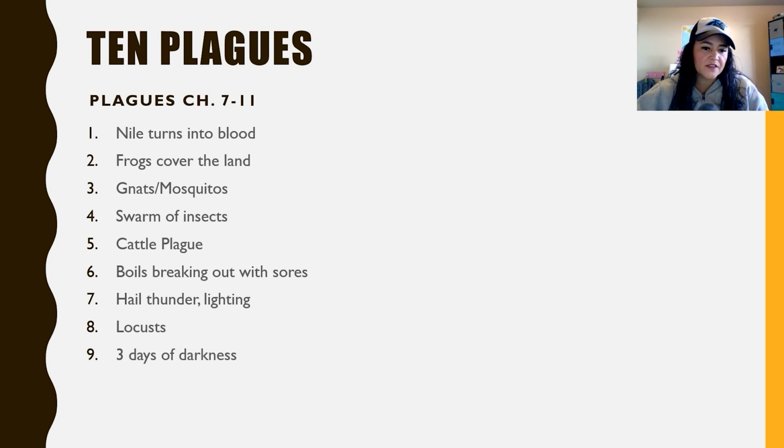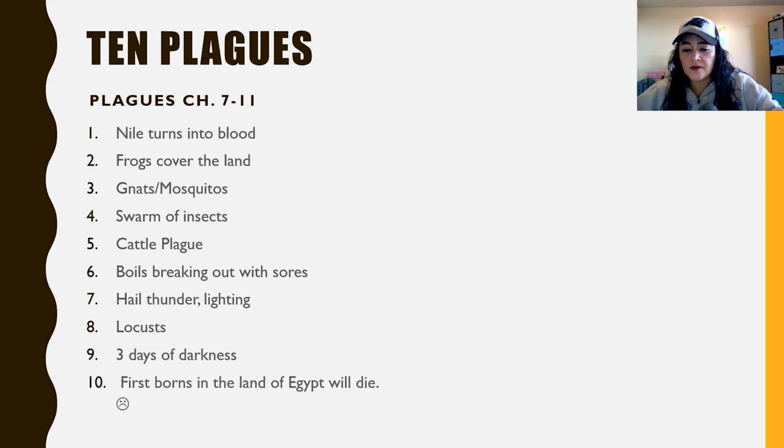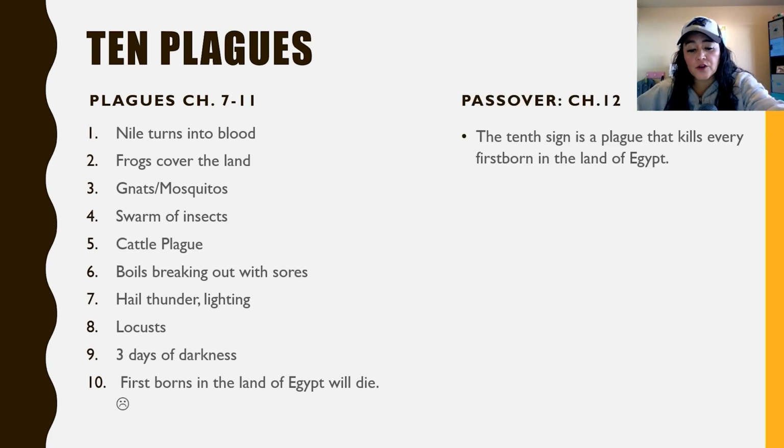Then we have the ninth plague, 3 days of darkness. That's a direct attack on Egypt's god. And then we have the 10th plague. This kind of brings us to the Passover. You notice that God has been very careful in demonstrating that there's something special about the Israelites. So God is saying that he is the one true God, displaying that within those 10 plagues.